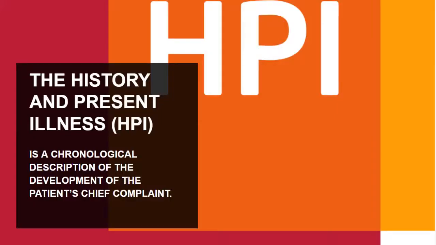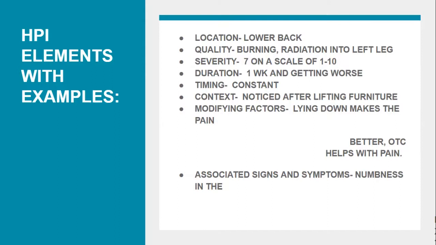Next, we're going to talk about the HPI, the history of present illness. This is a chronological description of the development of the patient's chief complaint. So here are some HPI elements, and I'm going to give you examples. The location: lower back. The quality: burning, radiating into my left leg. Severity is 7 on a scale of 1 to 10. You guys know they always make you pick the number on the wall. Duration: 1 week and getting worse.